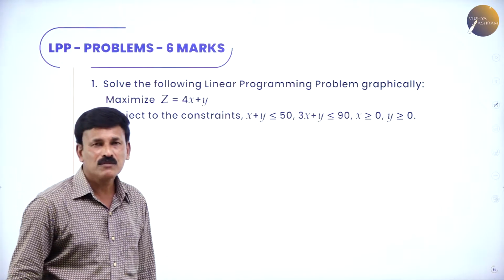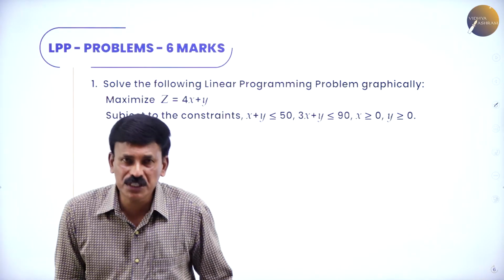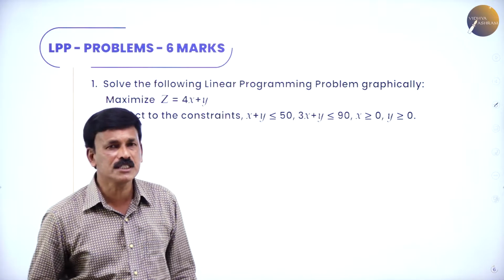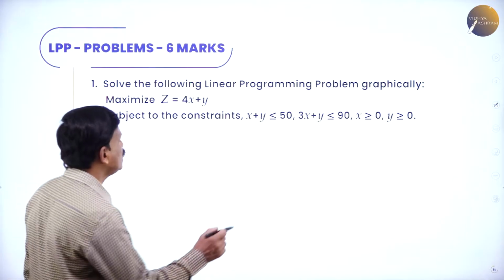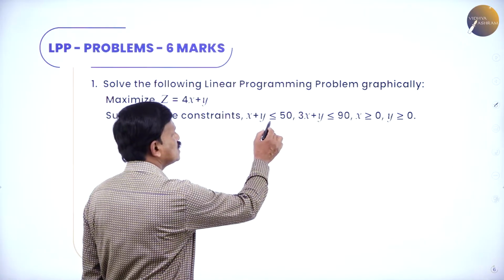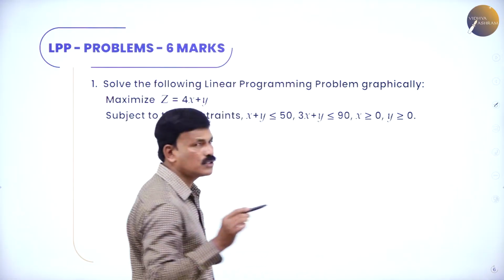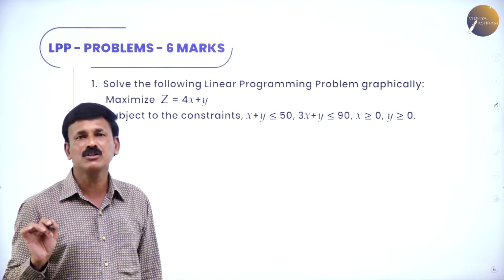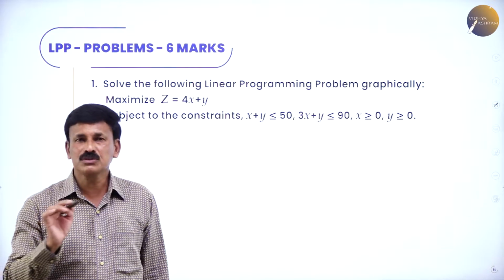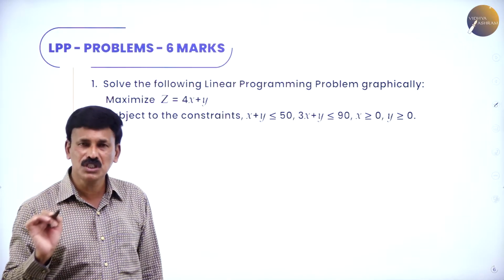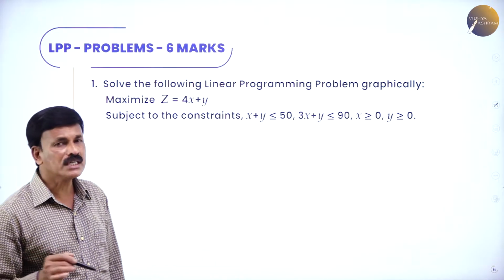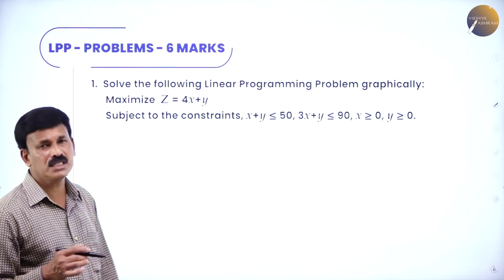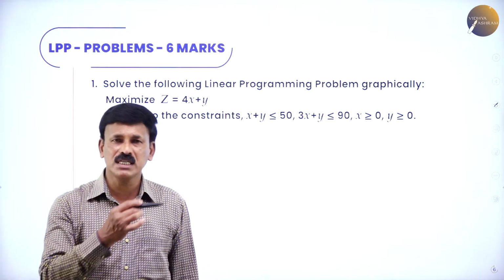graphically. Now what is the procedure to solve a linear programming problem graphically? Just convert the given linear inequalities, less than or equal to or greater than or equal to, into an equation equal to. Convert less than or equal to or greater than or equal to into the linear equation equal to, and solve these equations and represent the points in a graph sheet.